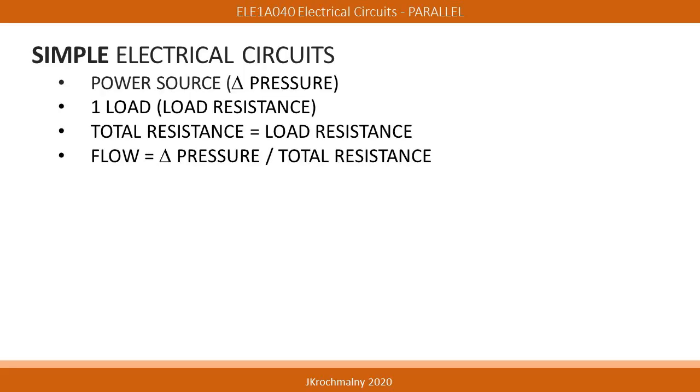A general review of simple electric circuits will bring to mind that they have a source of power. Simple electric circuits only have one load, and that one load offers a total resistance to the entire circuit. The amperage flow will be determined by this circuit resistance.